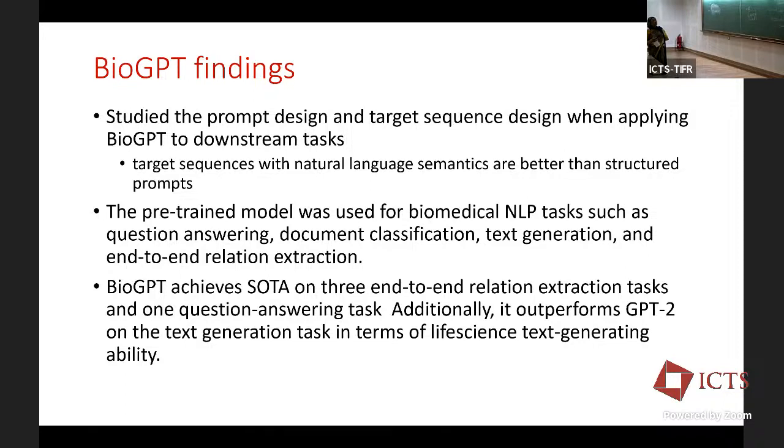And in the paper that they brought out, they made the following observation. They studied the prompt design and target sequence design when applying BioGPT, and they found that if the prompts are designed with natural language, they work better than structured prompts. For training BioGPT, they used different pre-text tasks such as question answering, document classification, text generation, and relation extraction in the biomedical domain. They found that BioGPT achieved the state of the art in 3 different end-to-end relation extraction tasks and 1 question answering task over the original model. So this is the original GPT model, and this is BioGPT, which is built using reinforcement learning on this model.